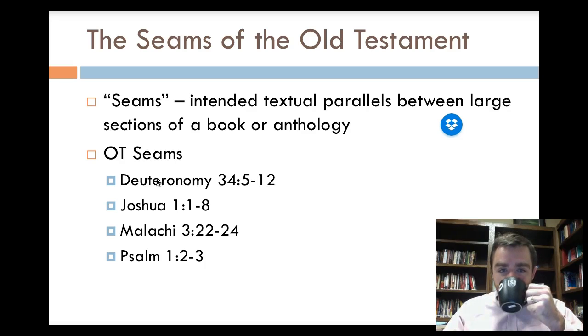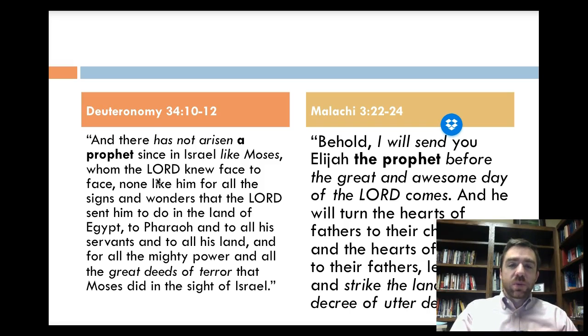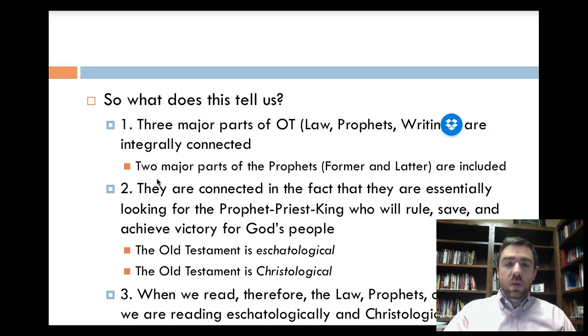Here in these slides, what I've done is detail for you the parallels between each of these passages. I'm not going to go into detail here. I just give you these so that you can see what's similar in terms of textual connections, and what that's supposed to show you is that the three parts of the Old Testament, the law, the prophets, and the writings, are integrally connected. In other words, an author has tied these together textually.